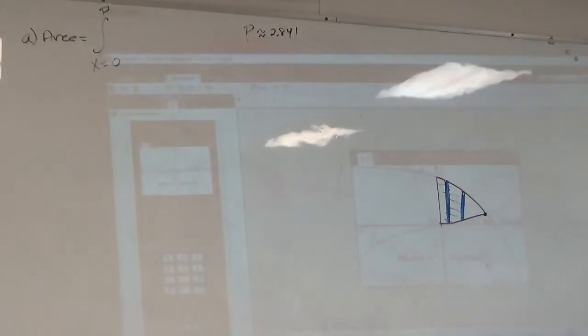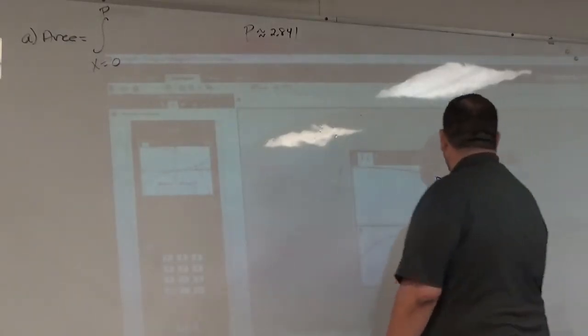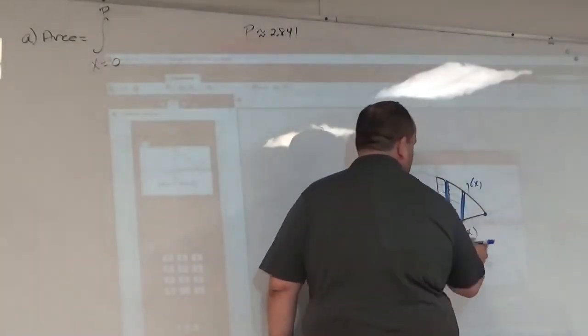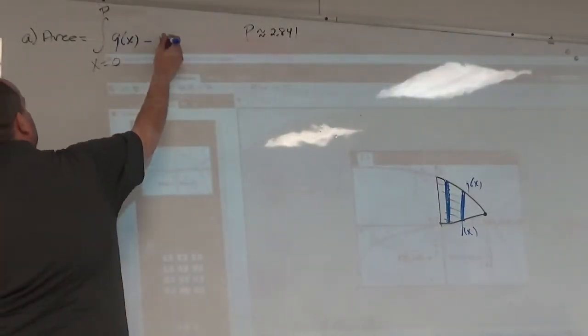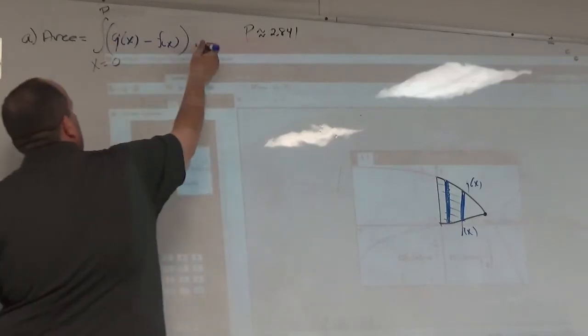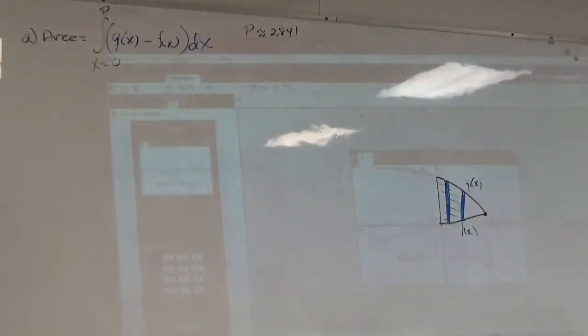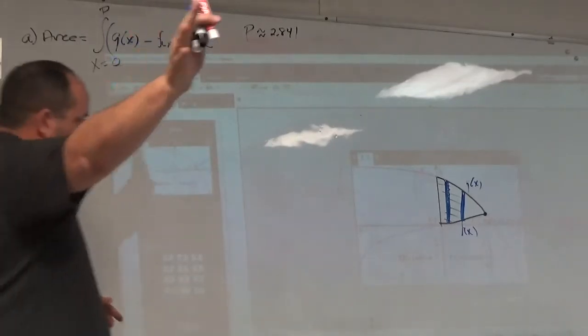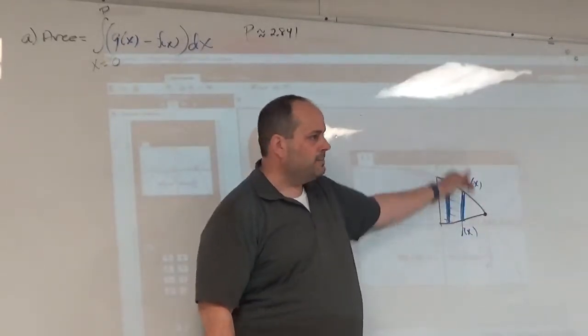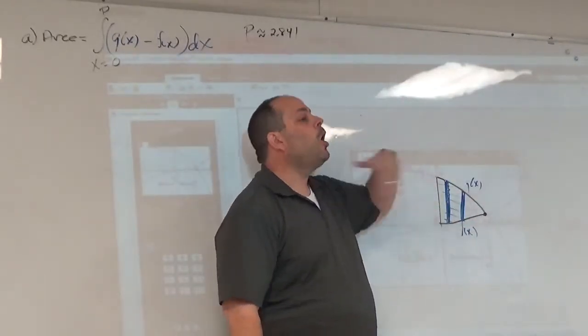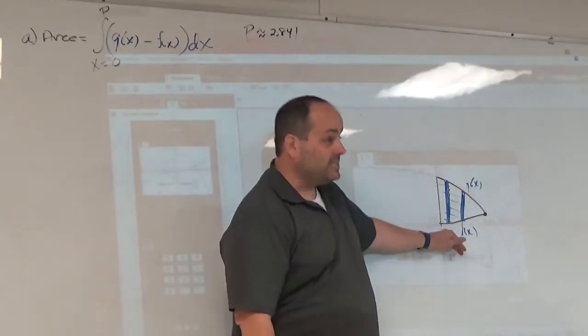G of x is the one that's on top in this case. The one on the bottom is f of x. So your integrand is g of x minus f of x. Integrate with respect to x. Paul, so if the rectangle is getting bigger, you add? Nope. We'll talk about that in a little bit. G of x minus f of x. Top minus bottom, top minus bottom. Whatever one's on top minus the bottom.